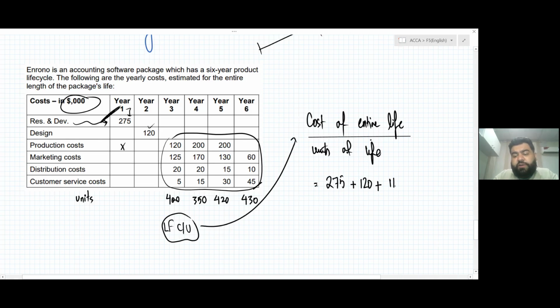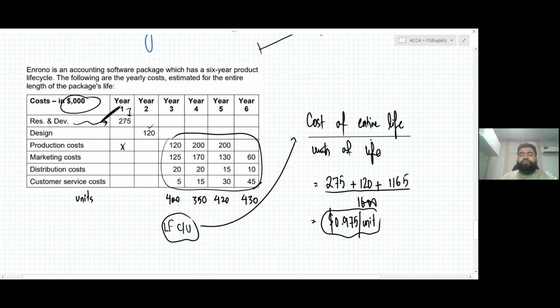It's 1165. The complete cost I have calculated, divided by the units. Units are 400 plus 350 plus 420 plus 430. Just add all of them. It is 1600 units. So 275 cost plus 120 plus 1165, 1560 divided by 1600. Final answer is $0.975 per unit.